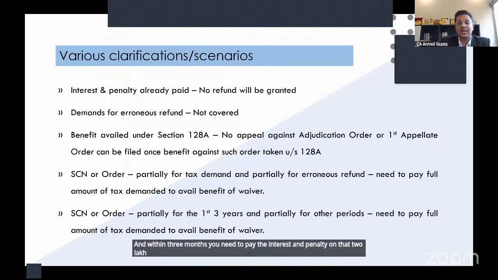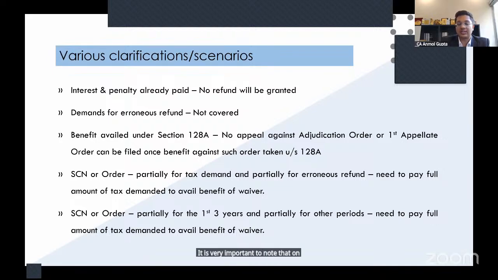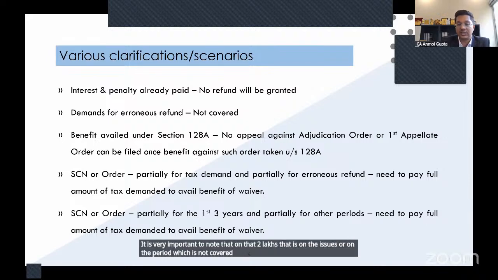If you don't pay interest and penalty on that 2 lakhs, the interest and penalty waiver on 8 lakhs that you have been given will be withdrawn by the government. It is very important to note that on that 2 lakhs, that is on the issues or the period which is not covered under the scheme, you have to deemed accept the liability and you have to pay it along with interest and penalty. If you don't pay the interest and penalty within 3 months of the acceptance, your acceptance will be void, and on that 8 lakhs also you will not get the relief of interest and penalty.